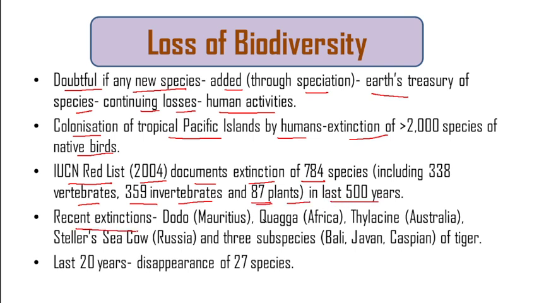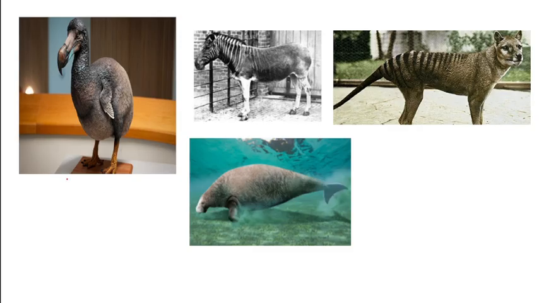There are recent extinctions of these organisms: the dodo from Mauritius, the quagga from Africa, the thylacine from Australia, the Steller's sea cow from Russia, and three subspecies of tiger: Bali, Javan and Caspian. In the last 20 years, there has been disappearance of 27 species. This is the dodo, this is the quagga, this is the thylacine, and this is the Steller's sea cow.